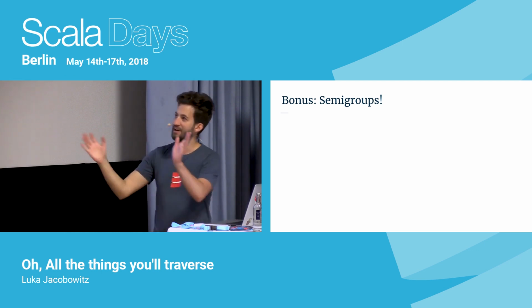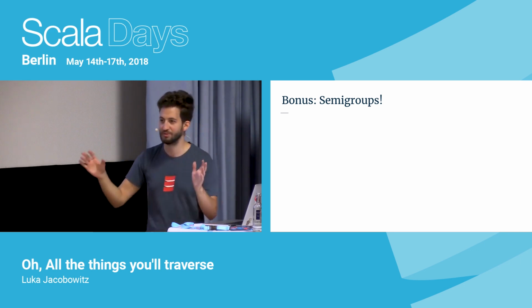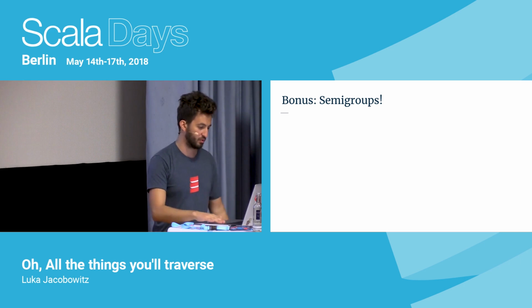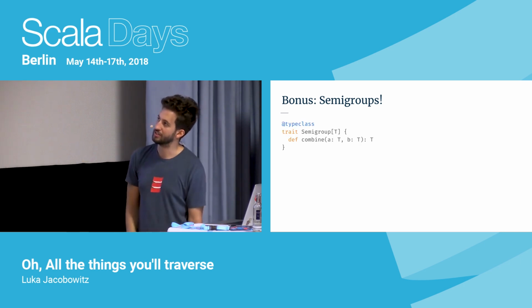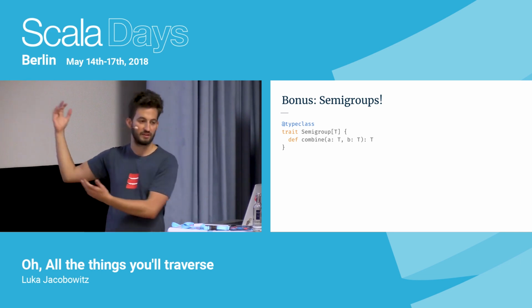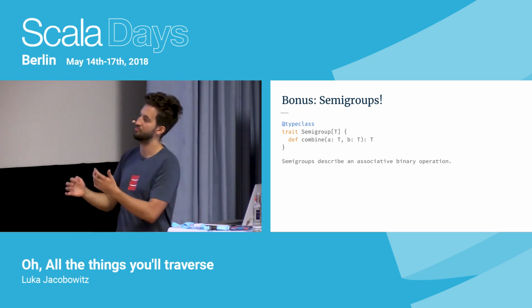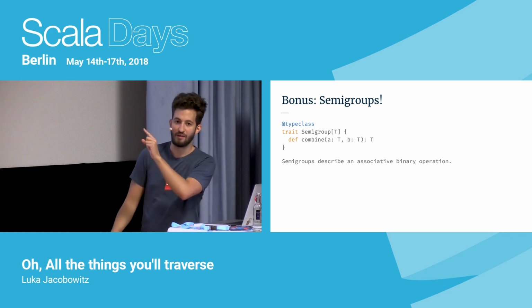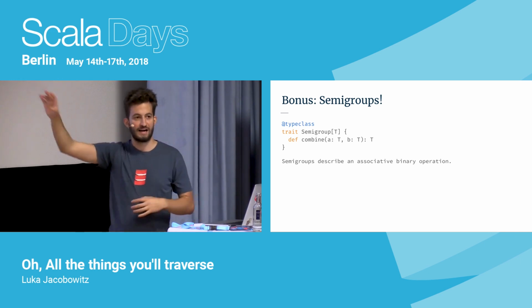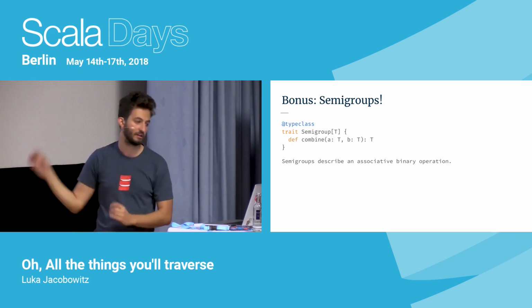So, okay, I've got 5 more minutes for something called semigroups. And semigroups are really cool as well. That's just because monoids are cool. So this is a semigroup, and it looks a lot like a monoid, except it doesn't have this empty value, right? So it allows us to combine things. Actually, semigroups just describe an associative binary operation. That means a semigroup has only one law, and that means that this combine function has to be associative. Because it doesn't have an identity, it doesn't have the right and left identity laws.